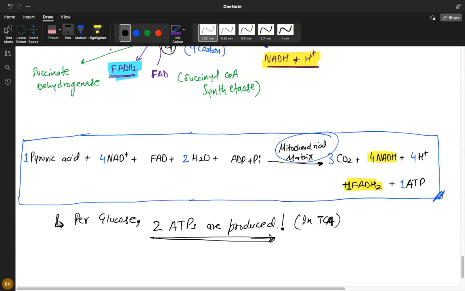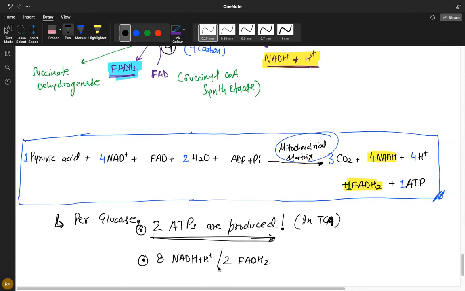So per glucose, tell me, how many molecules of NADH will be there? 8 molecules of NADH will be there, right? And 2 molecules of FADH2 will be there. Is that correct? NADH plus H plus, let me write. Is that correct, everyone? Everyone is on the same page till here.